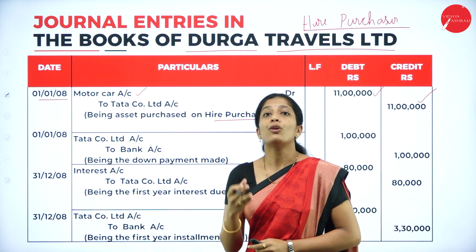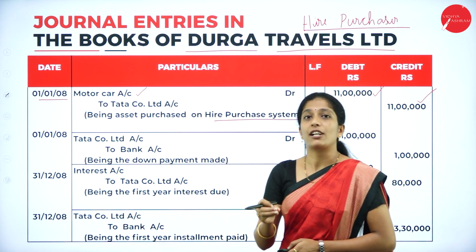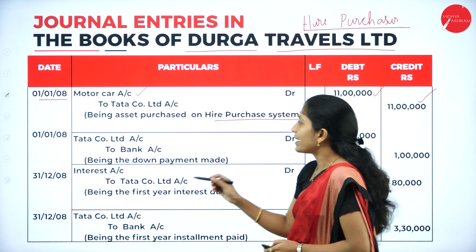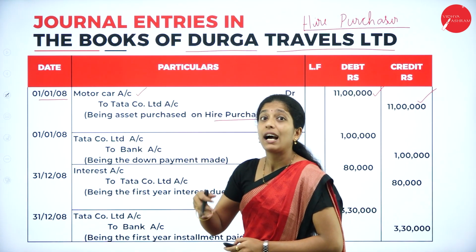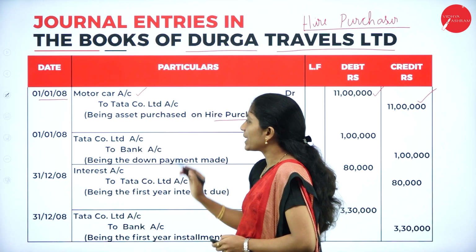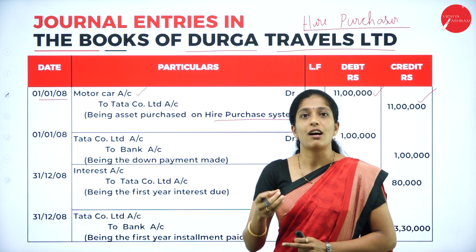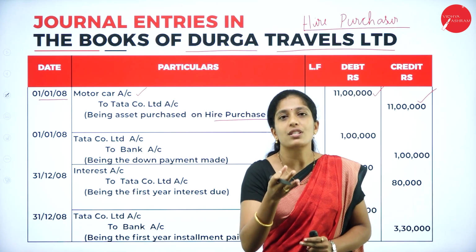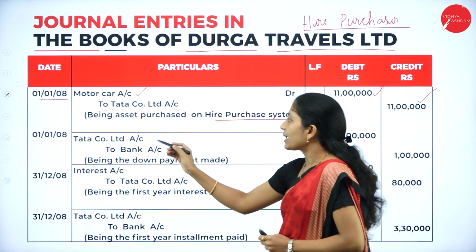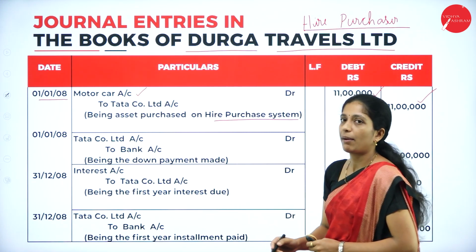Now what is the second entry? For making down payment. So here they have made a down payment of how much? That is 1 lakh. So what is the entry? Who is receiving that amount? Hire seller, right? So who is the hire seller here? Tata Company Limited account debit to bank account. So why are we crediting bank account? Because cash or bank goes out from hire purchaser, right? So Tata Company Limited account debit to bank account, being the down payment made.